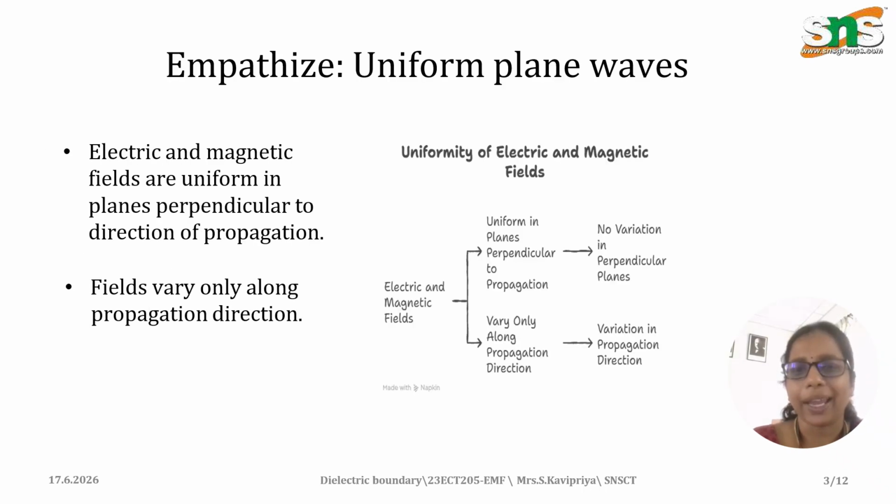First, what are uniform plane waves? In the case of uniform plane waves, the electric and magnetic fields are uniform in a plane and perpendicular to the direction of propagation. And the field will be varying only along the direction of propagation. So here, in the case of uniform plane waves, we have both electric and magnetic fields. They are uniform in a plane perpendicular to the propagation, and there is no variation in perpendicular planes, and the field varies only along the propagation direction. So variation in the propagation direction is the only one possible.